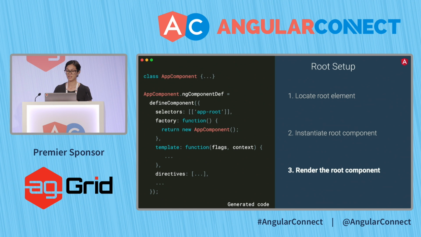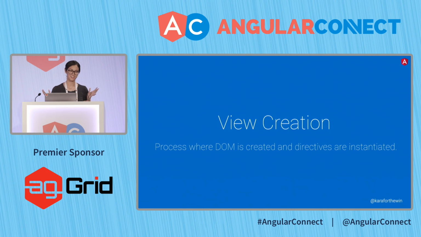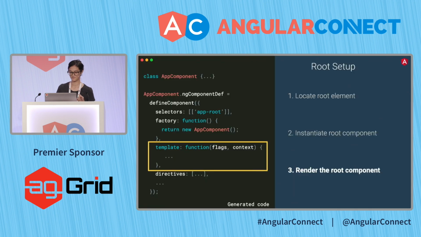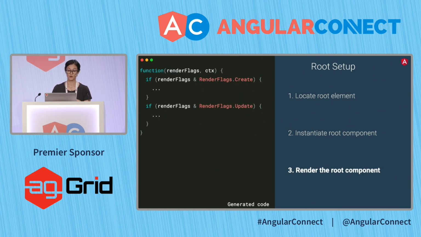And then we're ready to actually start rendering the root component. And this is where it starts to get interesting. So, view creation. We're starting the process of creating the DOM and instantiating directives. And this is where the template function comes in. You'll recall that your HTML template is turned into a function. So all the framework needs to do is invoke this template function and give it a particular mode, in this case, creation mode. And as soon as that function is invoked, it will create the DOM correctly for that component.